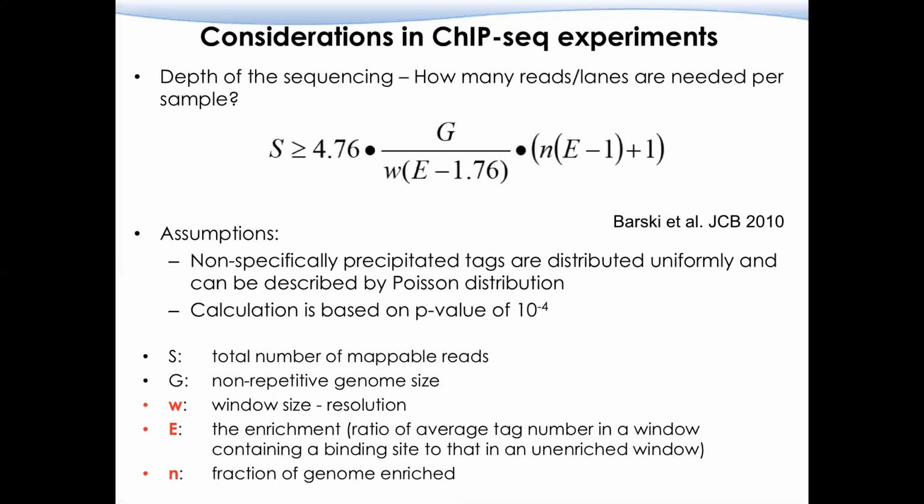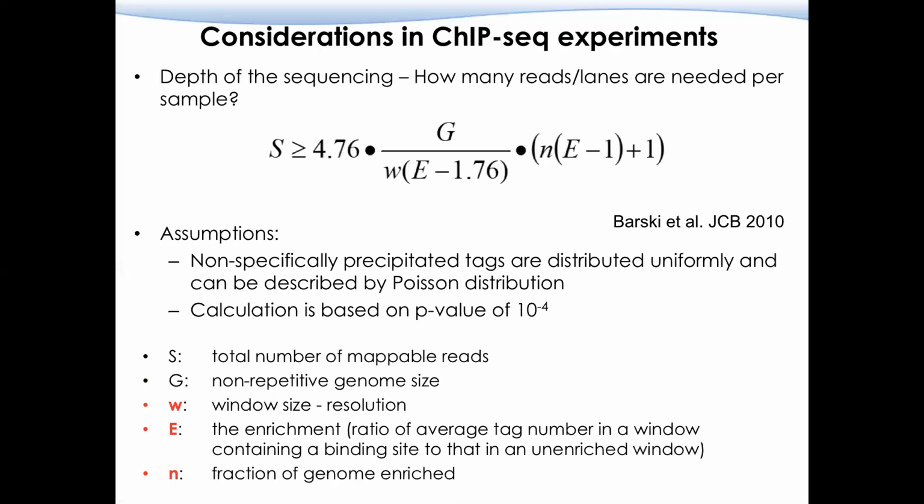What's G? G is the genome size, the non-repetitive genome size. If we study human, it's always fixed there. But what's the W here? W is the window size. Window size is kind of like resolution. See how big an area you want to look at. This can affect the final depth you need.